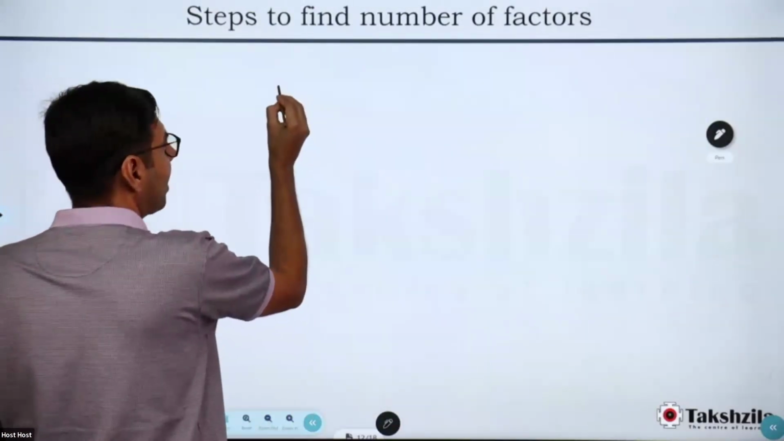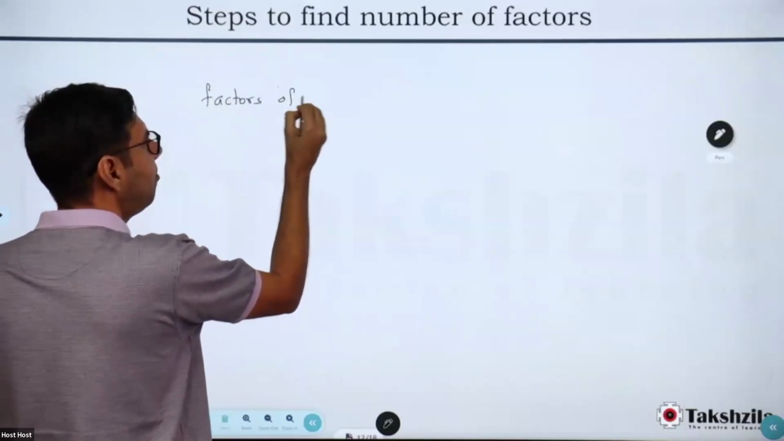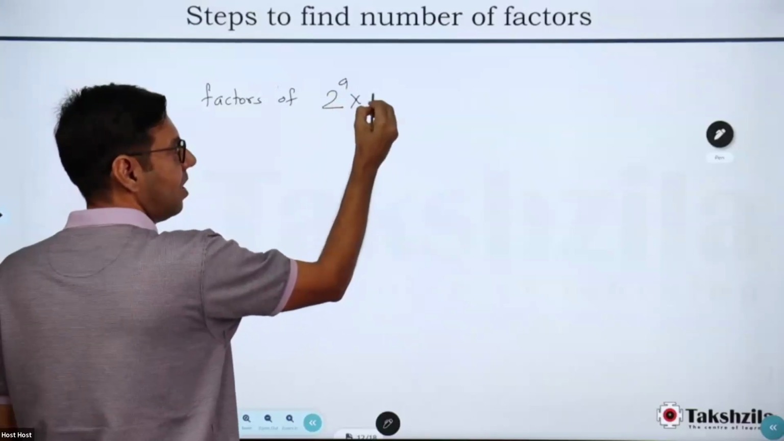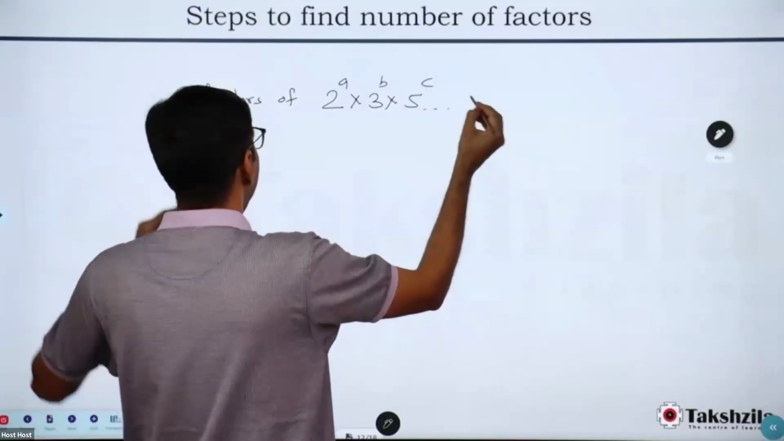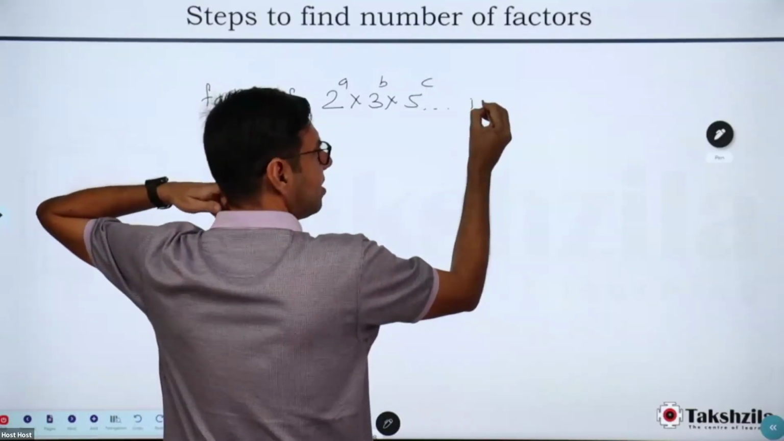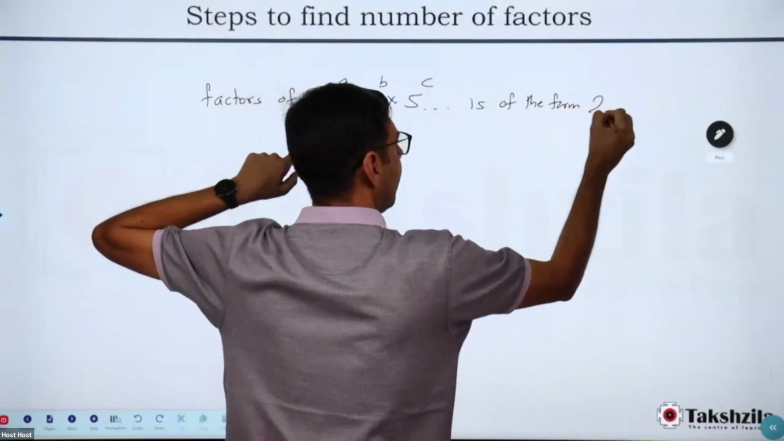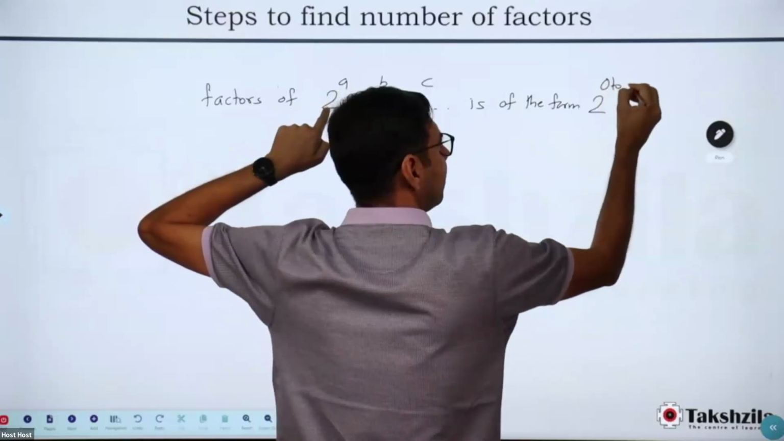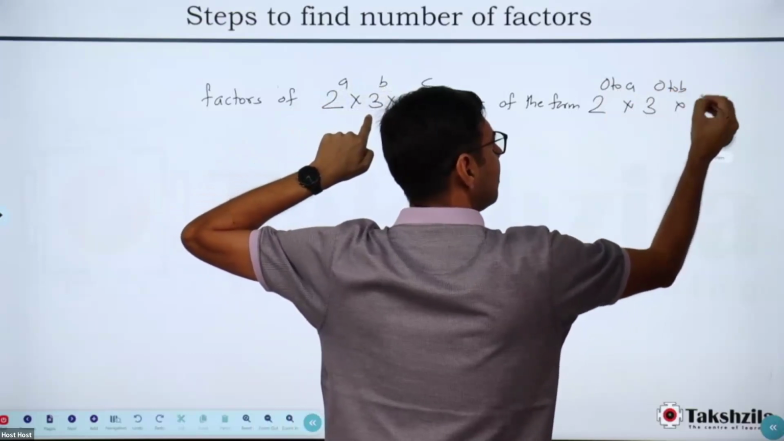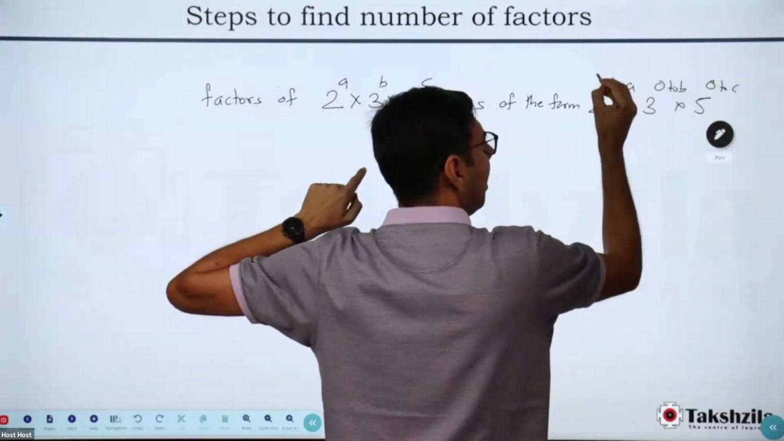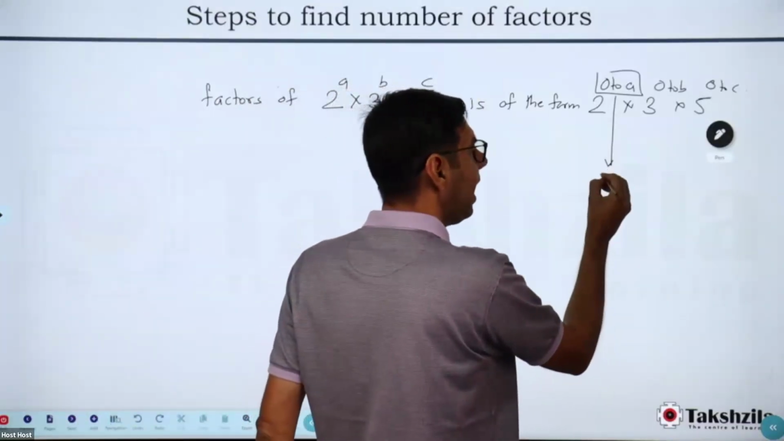So the factors of this, first factorize it. I'm not writing it again, just to save a little time. Factors of this are of the form 2 raised to 0 to A, 3 raised to 0 to B, 5 raised to 0 to C. And tell me, how many different values are there from 0 to A? They are A plus 1.